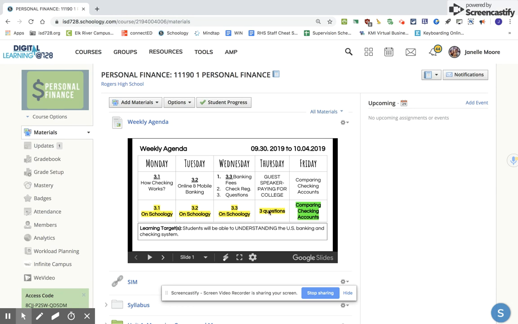I'm looking forward though, look to Thursday. And we're going to have a guest speaker about paying for college. So I'd love if you would be intentional about asking a few questions that would really benefit you for this guest speaker. So Thursday we'll have that person come in, and then our summative assignment will be Friday and Monday this week.